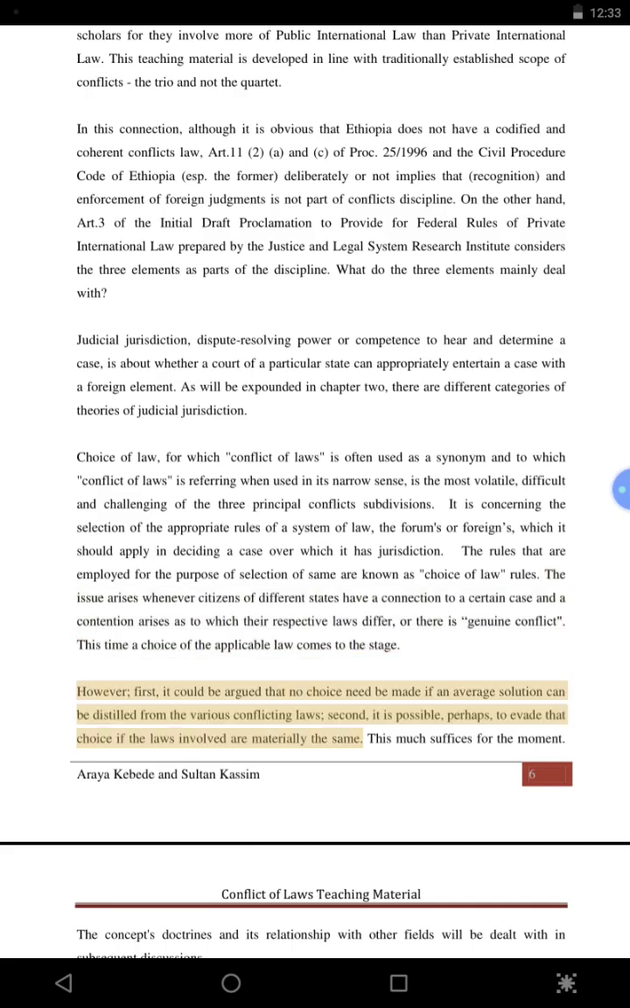However, first, it could be argued that no choice need be made if an average solution can be distilled from the various conflicting laws. Second, it is possible, perhaps, to evade that choice if the laws involved are materially the same. This much suffices for the moment.